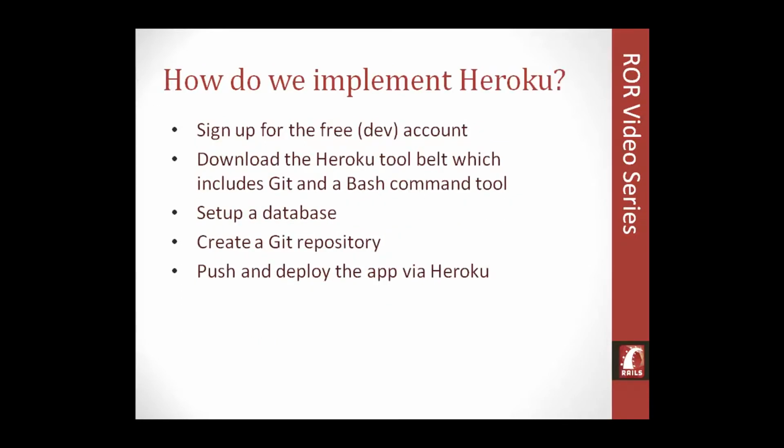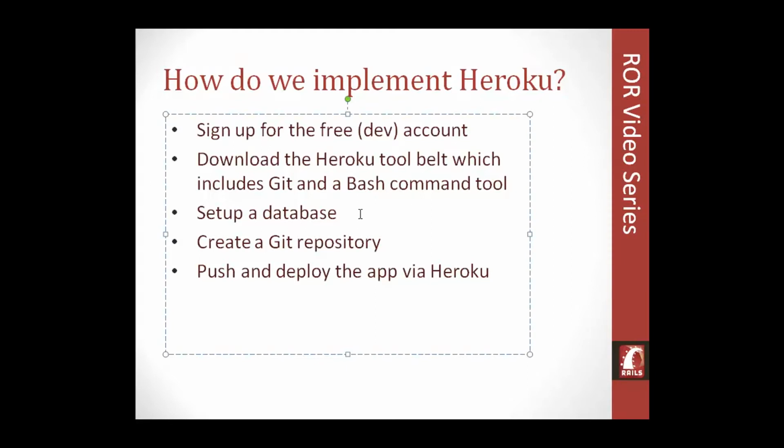Now, to implement Heroku, the first thing you need to do is sign up for a free account. And in order for us to use Heroku with Windows, we want to download this. It's called the Tool Belt, and it has Git with it. It has some other tools too. I forget exactly what they are, but that's what we'll use with our Windows and Rails installer program.